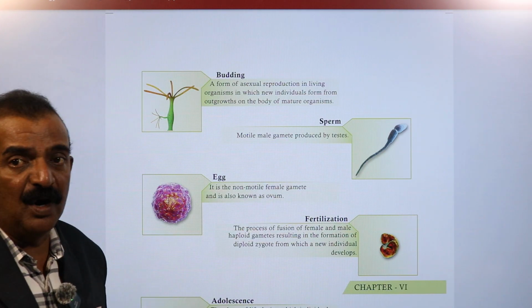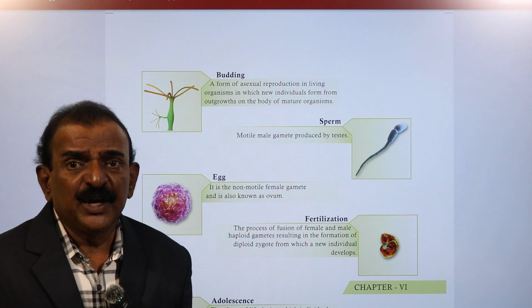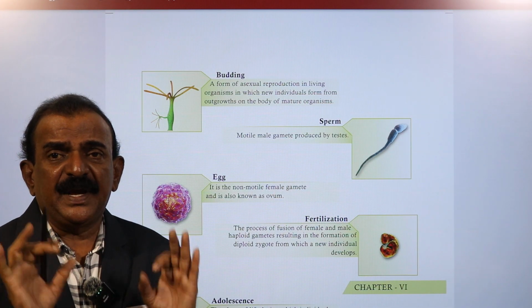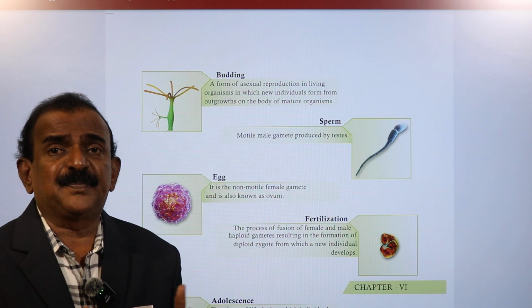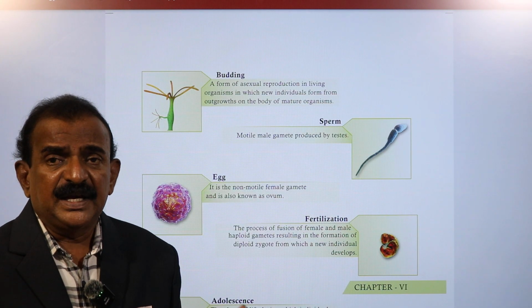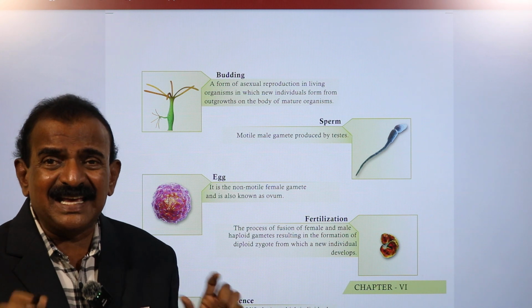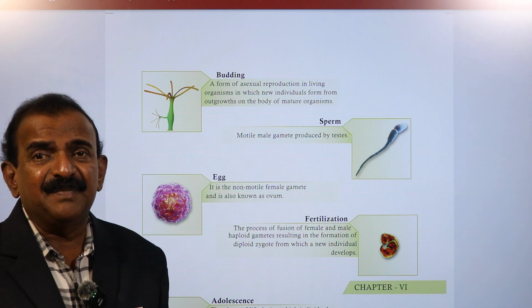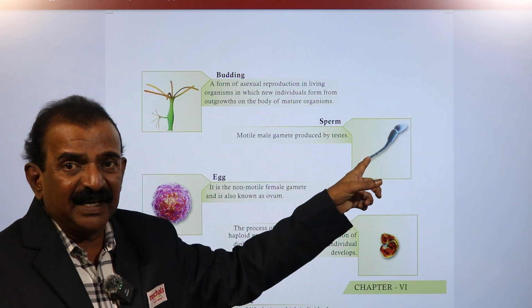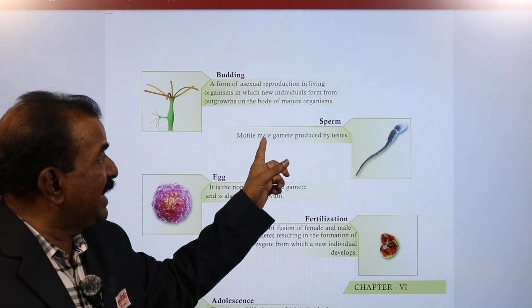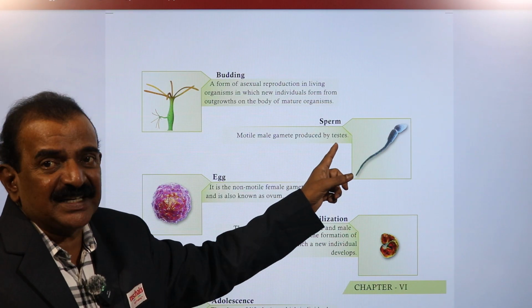Now you are observing sperm. So this is a human sperm. When male humans reach adolescence and the reproductive organs mature, the testes produce male gametes, and these male gametes are called sperm. A sperm consists of a head, a middle piece and a tail, and it is a motile male gamete produced by the testes.